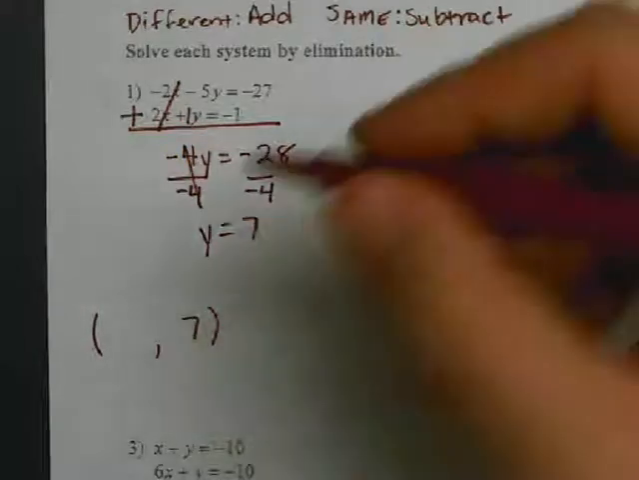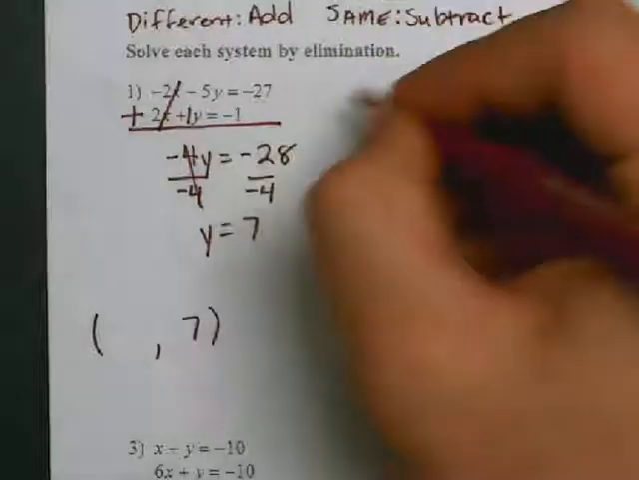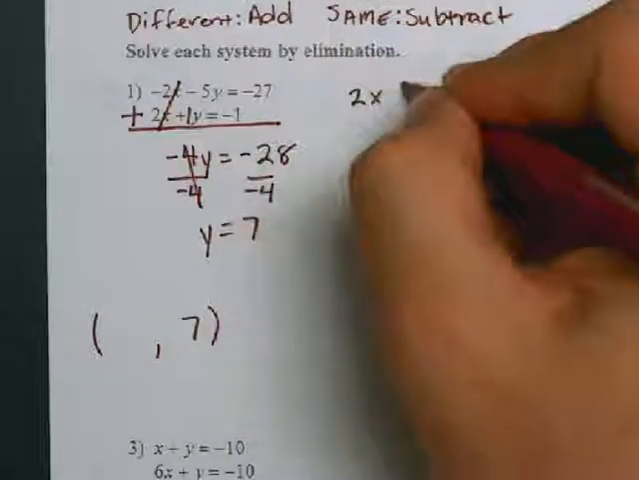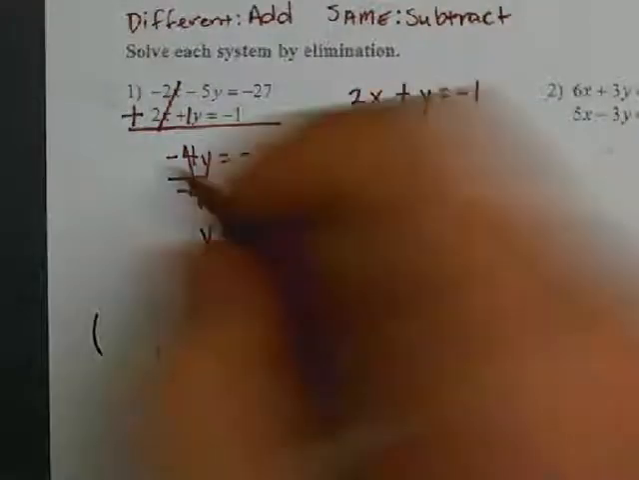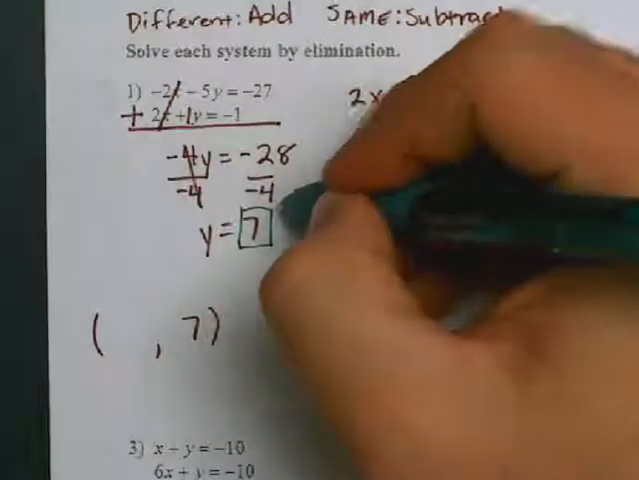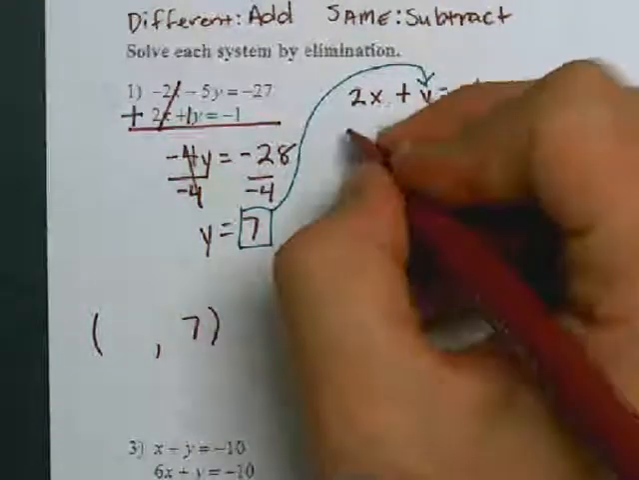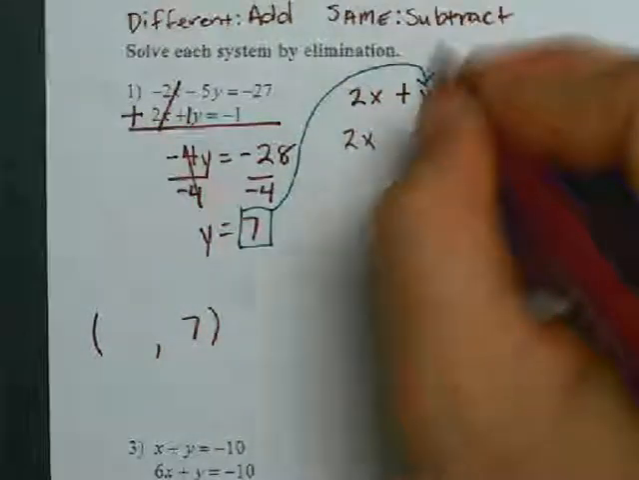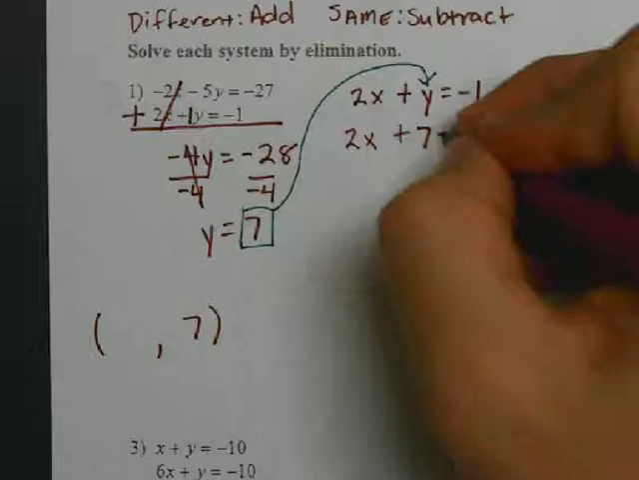Now to find the x, I'm going to have to substitute into one of these. So I'm just going to rewrite the second one right here. It actually doesn't matter which one you pick. You can put it in either one. So now I'm going to take 7, and I'm going to snake it up here to this y, put it there, and now I'm left with this. 2x, watch, the y comes out, and you just put 7 right in there, equals negative 1.